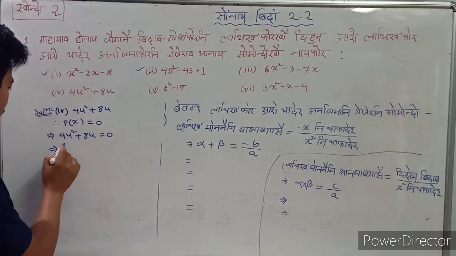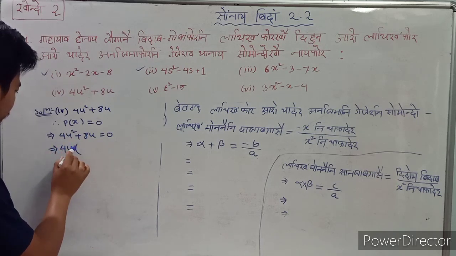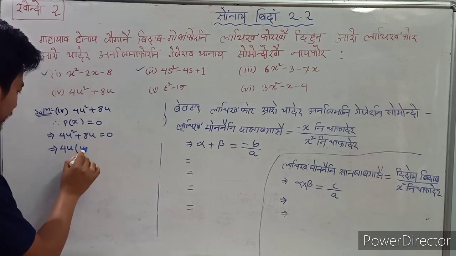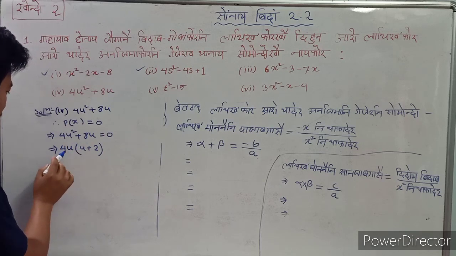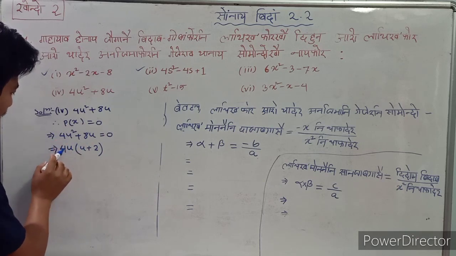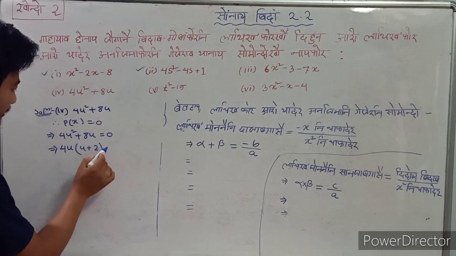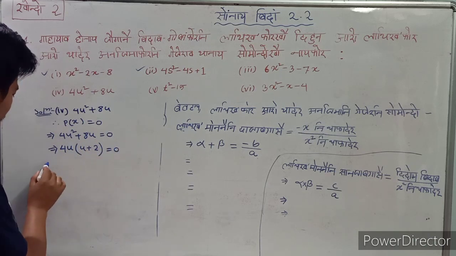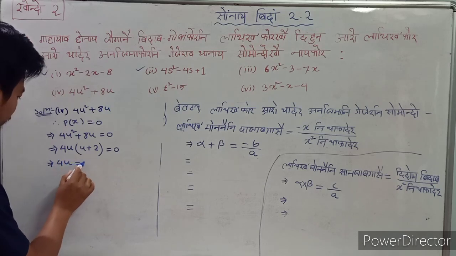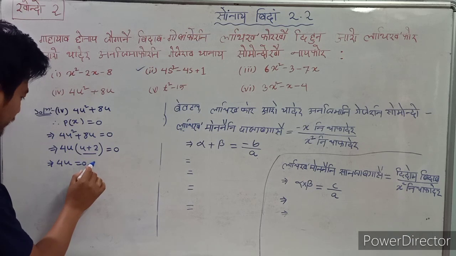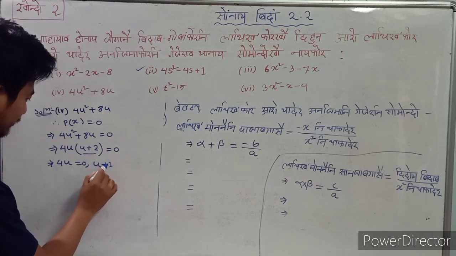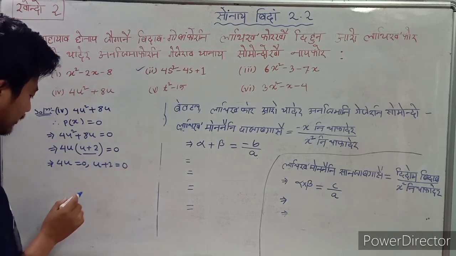So 4u square, 4u common, 4u into u plus 2 is equal to 0. So we are using the argument that 4u is equal to 0, or u plus 2 is equal to 0.